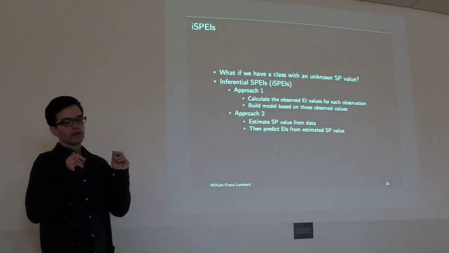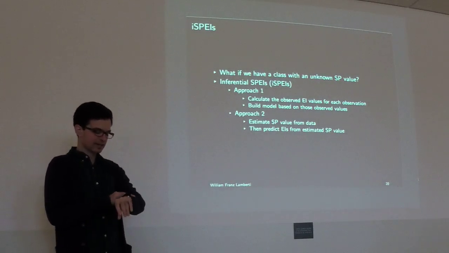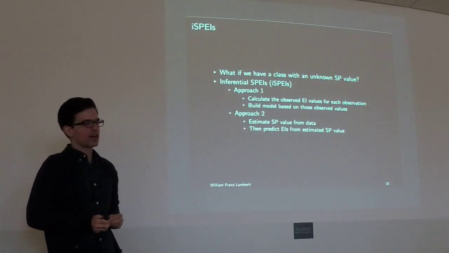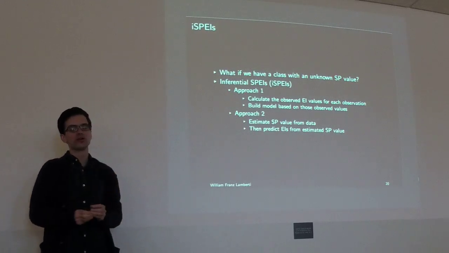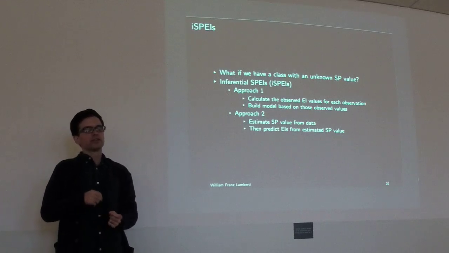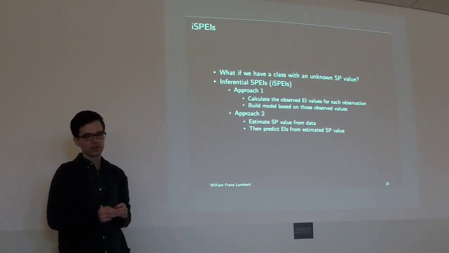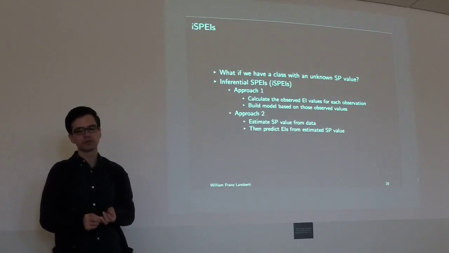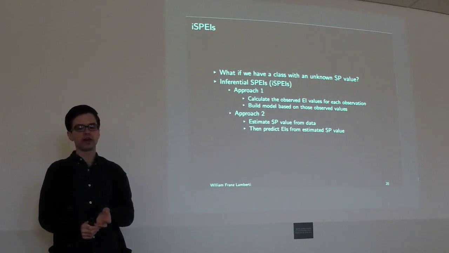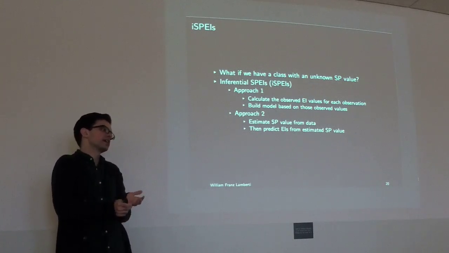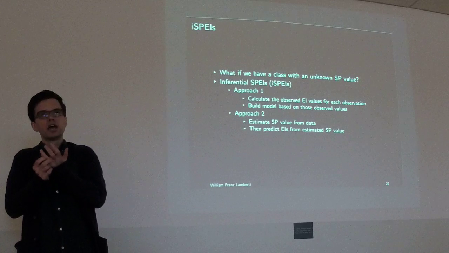Okay. So now we're actually finally getting to iSPEIs. What if we have a class that doesn't have a known SP value? Here are two very basic approaches. One, just calculate the observed encircled image histogram values for each observation and build a model just based on that. Don't make any assumptions about the distribution, just do that.